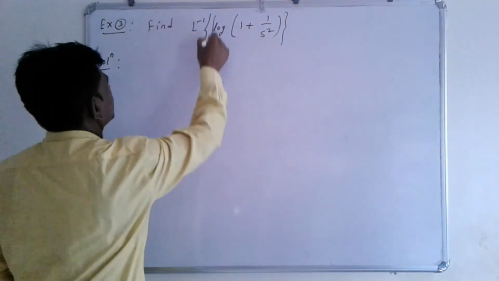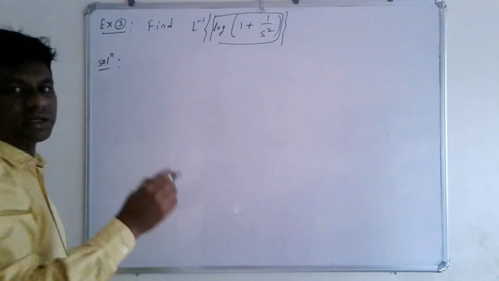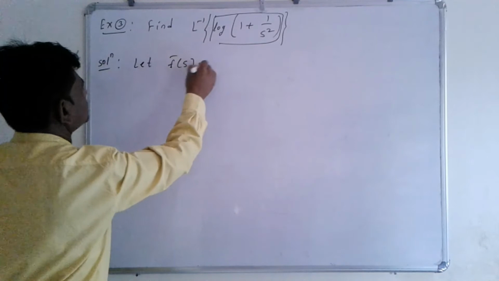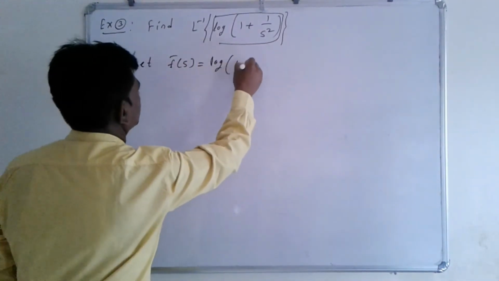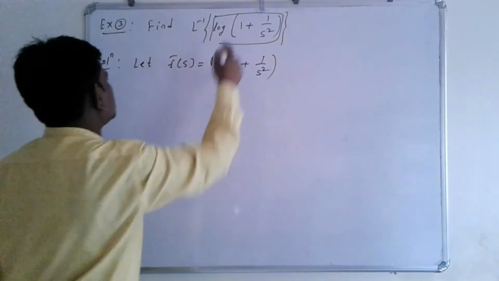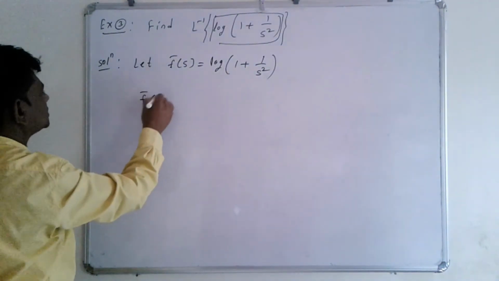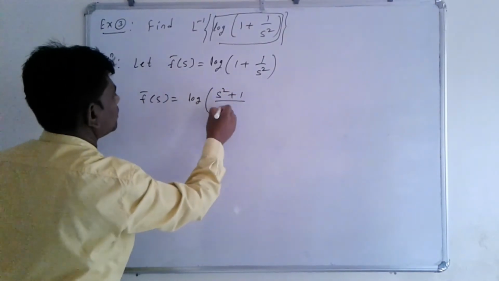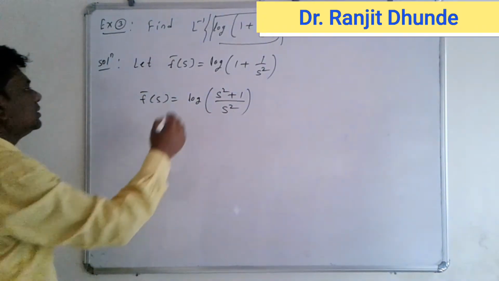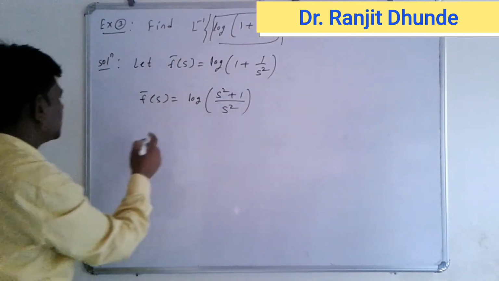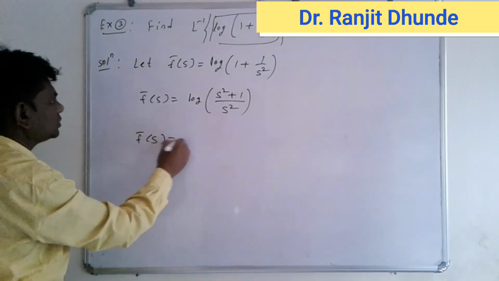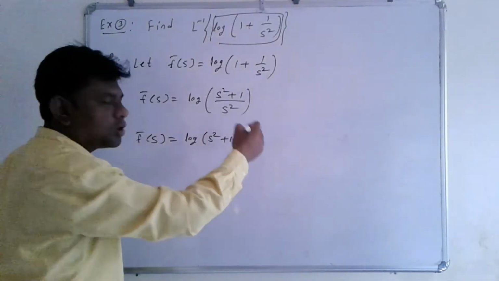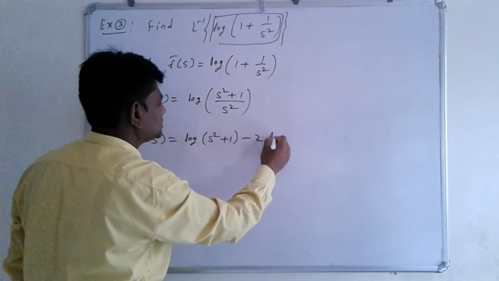Now this given function, log of 1 plus 1 by s square, is denoted by f bar s. Let f bar s be equal to log of 1 plus 1 by s square. Now cross multiplication, so this f bar s is equal to log of s square plus 1 upon s square. Now again log of s square plus 1 upon s square, answer is log of s square plus 1 minus log of s square, means 2 times log s.